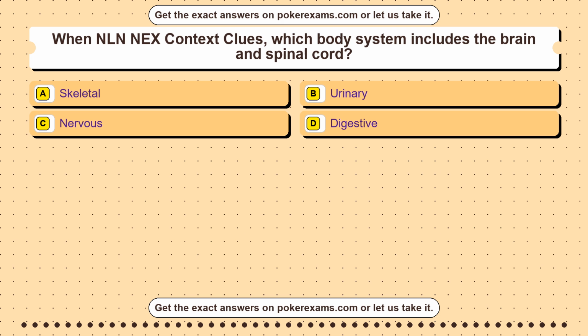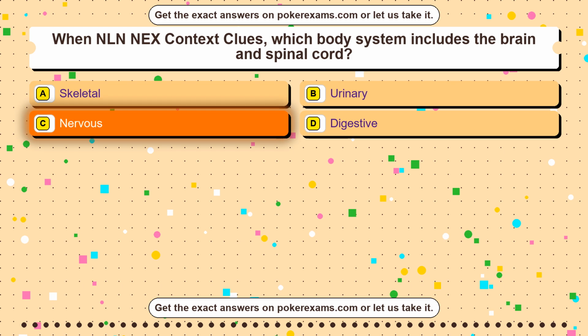Question 39. When NLN NEX Context Clues, which body system includes the brain and spinal cord? Option A skeletal. Option B urinary. Option C nervous. Option D digestive. The correct answer is option C.